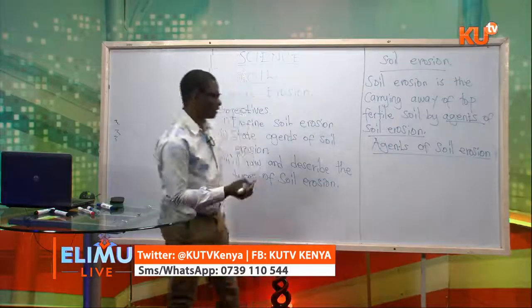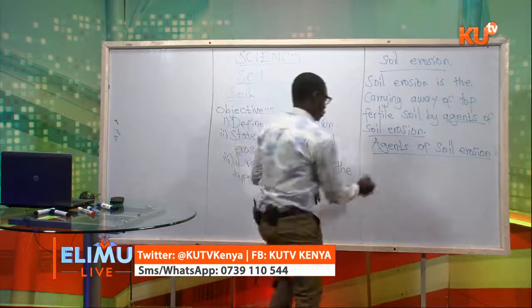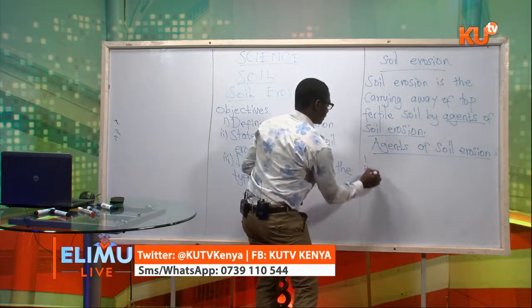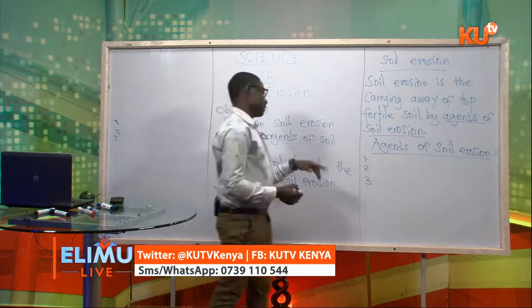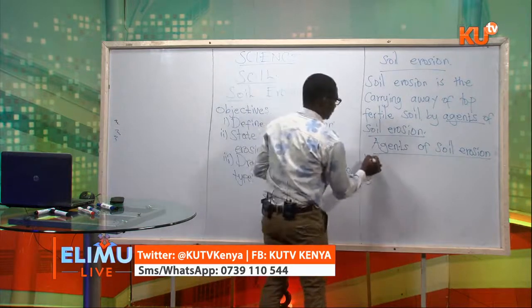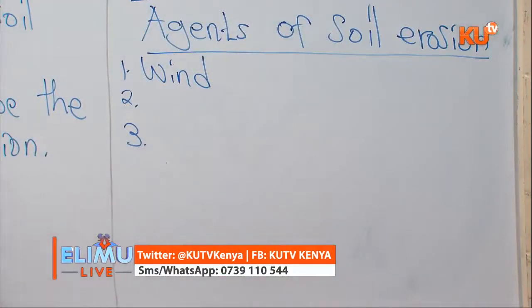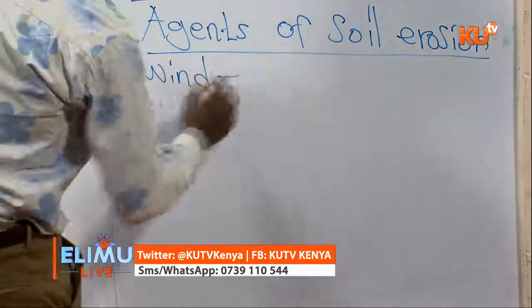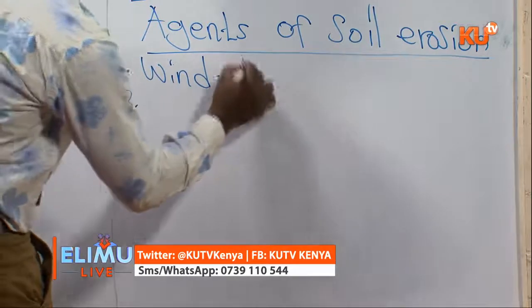So let's look at the agents of soil erosion. We have three agents of soil erosion. The main ones are two, but we also have a third one. The first agent of soil erosion is called wind. Wind is the first agent of soil erosion. Wind, in your lower primary, you defined wind as moving air.